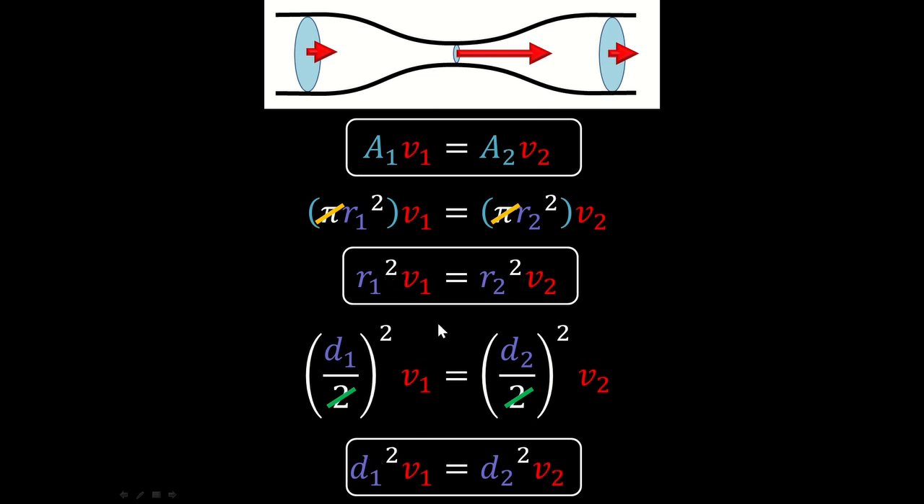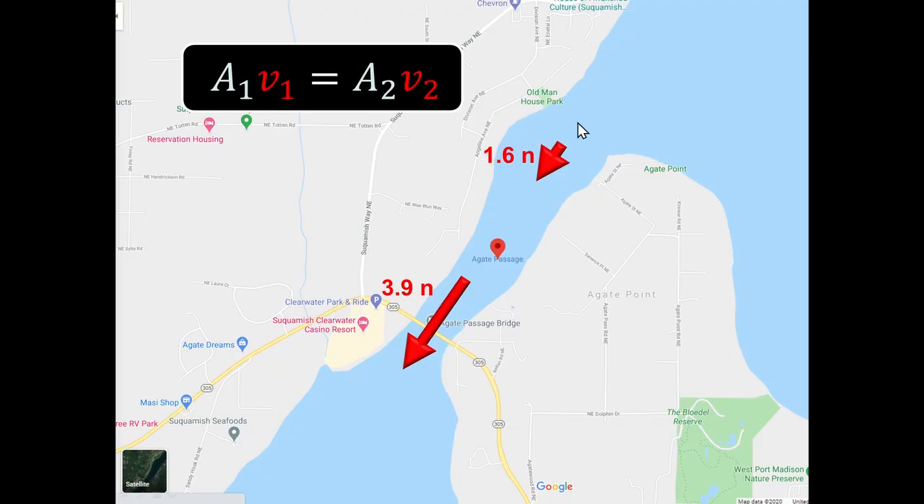That is, if we don't actually have to calculate the area, we can just do it in terms of the radius squared, because the area is proportional to the radius squared, or the diameter squared.